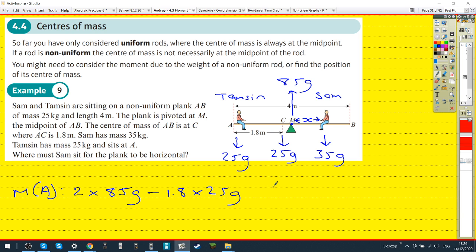And so am I now going to do X times 85G? No. So what is the distance from Tamsin to Sam? Oh, sorry. 2 plus X. Yeah. And the force?